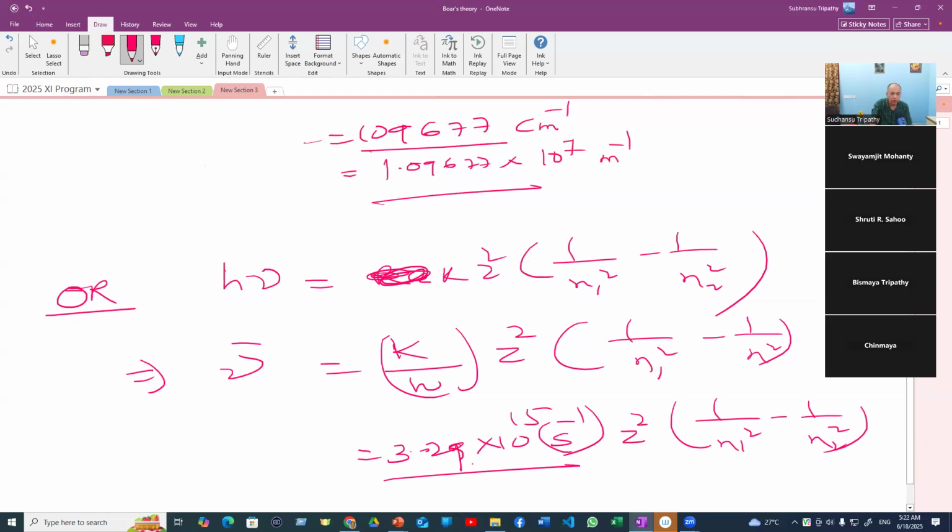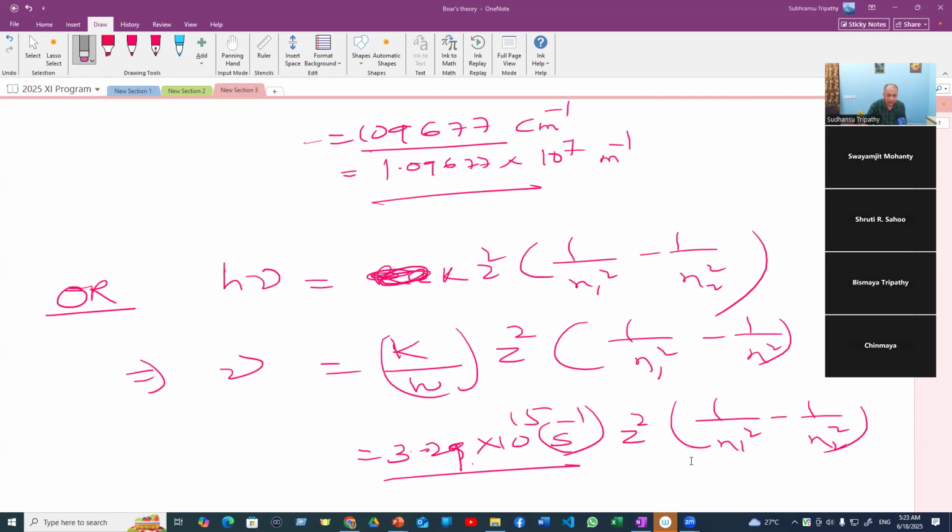So if in some question you are asked directly to find nu of some hydrogen jumping, emission or absorption, you can directly use this equation with 3.29 into 10 to the 15 as the constant k by h to find the value.